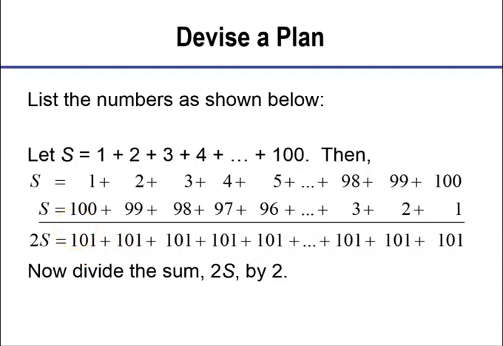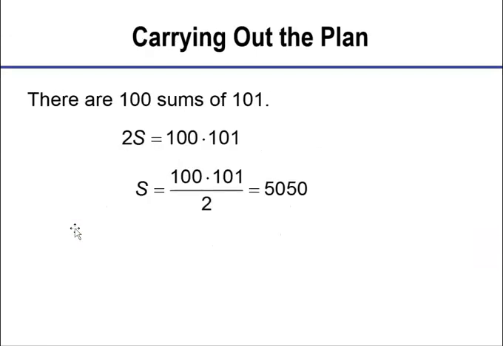So let's talk about our solution here. So it says there are 100 sums of 101, right? There are 100 of them. And so that's why we write 100 times 101 on that first line. Now, why do they have that equal to 2s? Why is there a 2s over here? Remember, that's what we added together. 2 of our series. We added 2 of them together, so that's 2s equals 100 times 101.